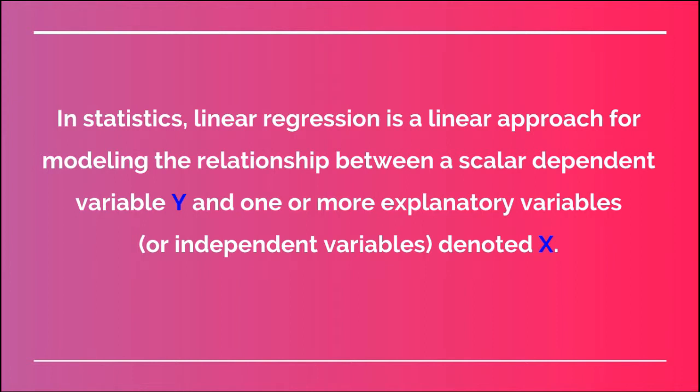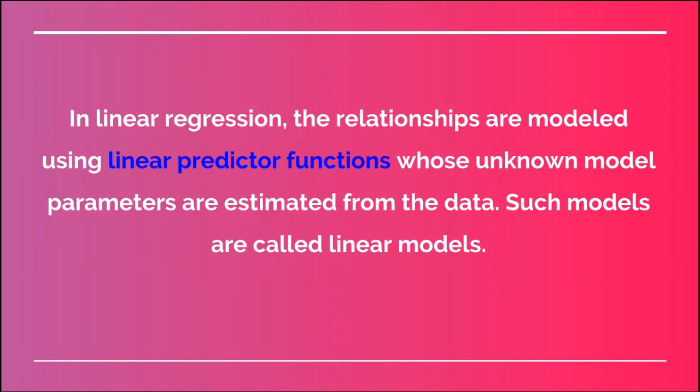In statistics, linear regression is a linear approach for modeling the relationship between a scalar dependent variable y and one or more explanatory variables or independent variables denoted by x. In linear regression, the relationships are modeled using linear predictor functions whose unknown model parameters are estimated from the data. Such models are called linear models.